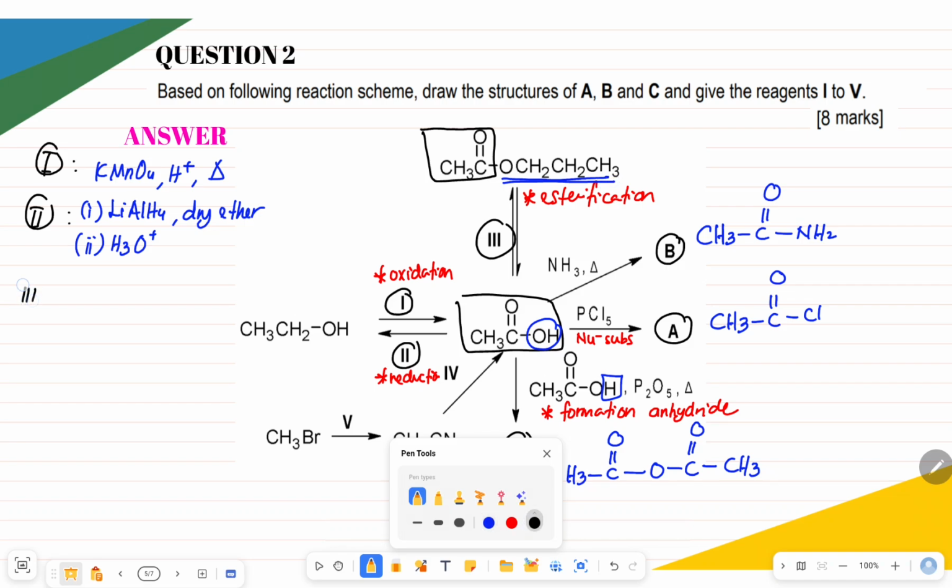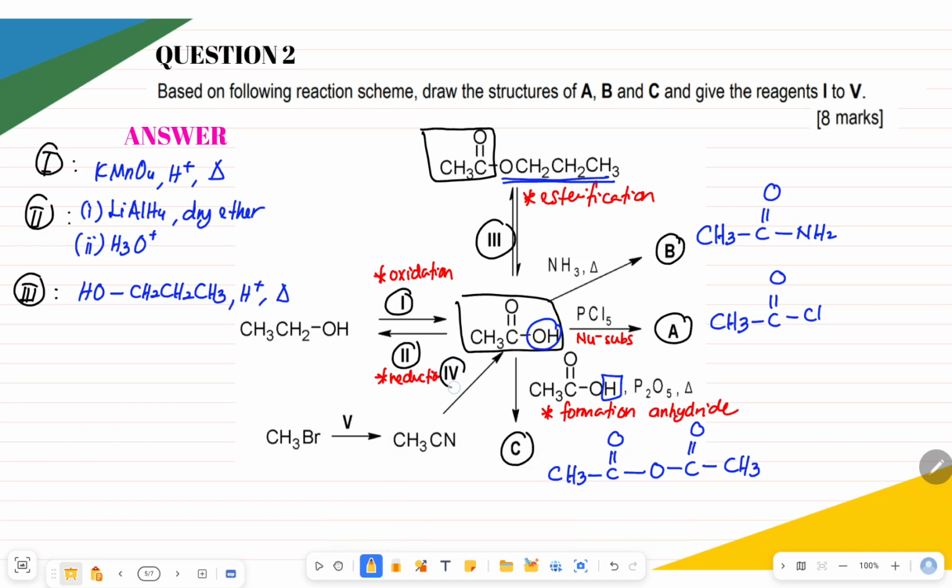So your reagent for esterification is going to be alcohol, which is going to be OH, and then 3 carbons, CH2, CH2, CH3. But remember, esterification is alcohol with acid H+, and also with heat. Okay, so esterification: alcohol, H+, and heat. Okay, let's proceed to arrow number 4.